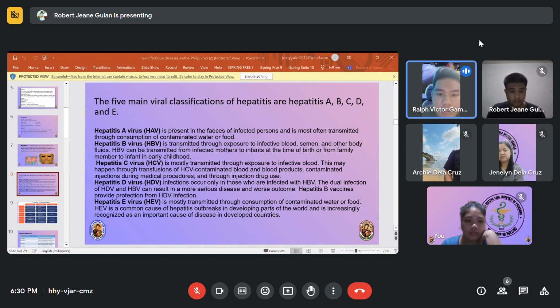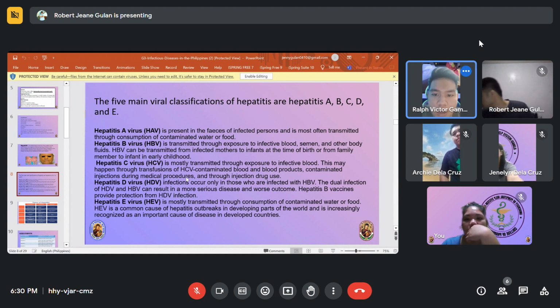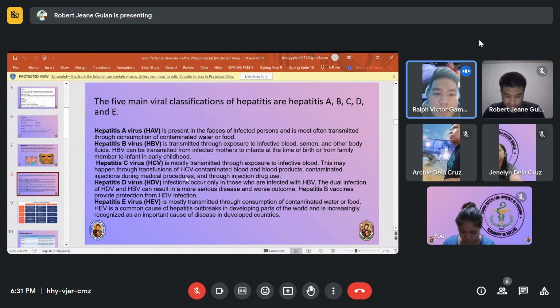Hepatitis B virus is transmitted through exposure to infected blood, semen, and other body fluids. Hepatitis B can be transmitted from infected mothers to infants at the time of birth, or from a family member to an infant in early childhood. Hepatitis C virus is commonly transmitted through exposure to infected blood. This may happen through transfusion of contaminated blood and blood products, contaminated injections during medical procedures, and through injection drug use.